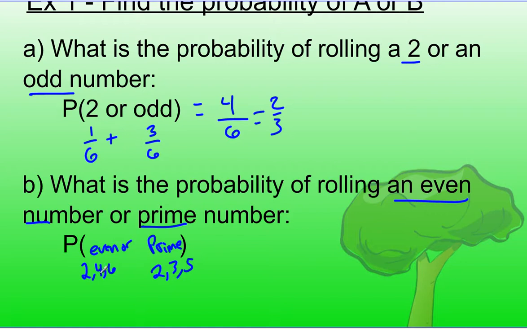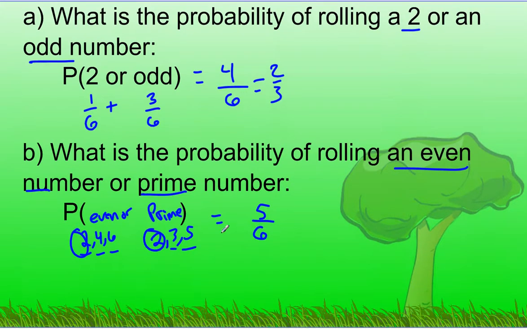So if you think about it, we've got 5 different possibilities out of the 6. The only number that's not being counted here is a 1. I mean, 1, 2, 3, 4, 5, 6. So 5 out of the 6 numbers are either an even number or a prime number. The only number that's not is 1. This would be an example of those overlapping events where 2 was in both places.